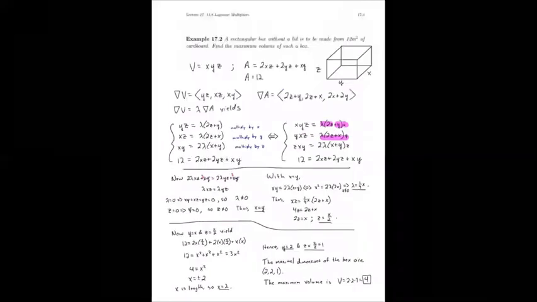So in the next video, we'll finish up a couple more examples. We'll see constrained optimization on functions of 3 variables, and that'll finish up section 11.8.